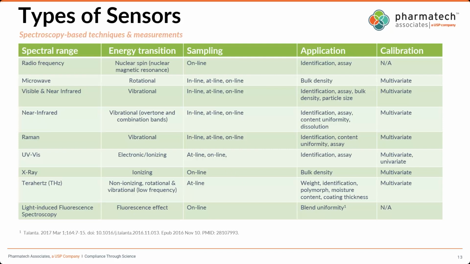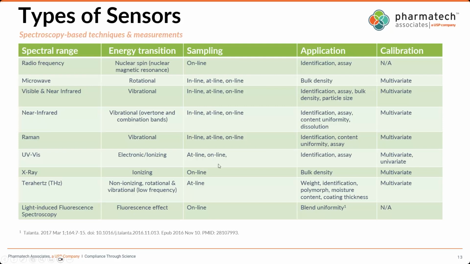While there are a lot of different types of spectroscopic sensors, what we hear the most are either based on near IR sensors or Raman sensors, because they have been around for quite a while, and we see them for blend uniformity testing or content uniformity. So that's a brief overview of the types of spectroscopic sensors.